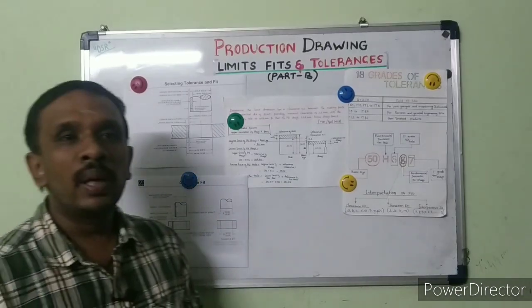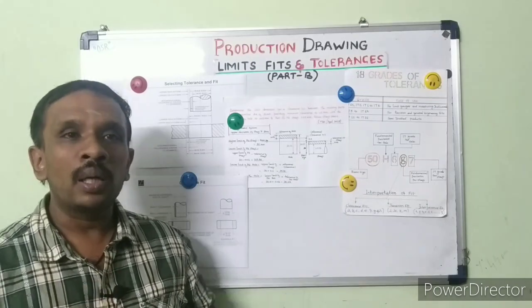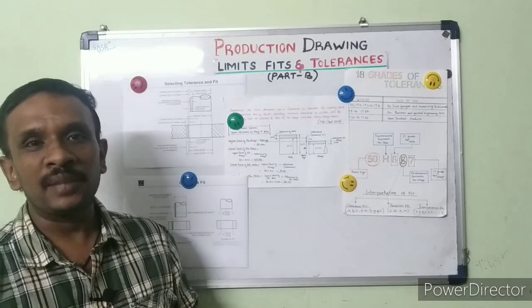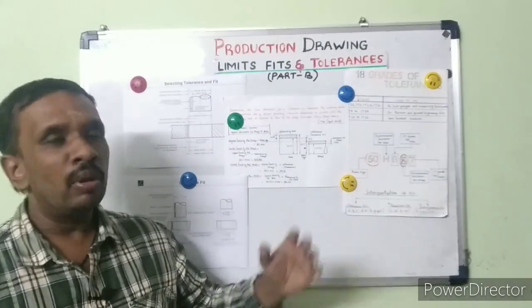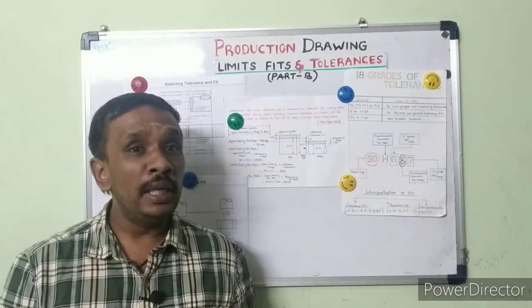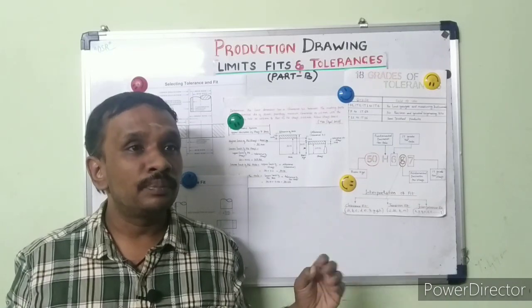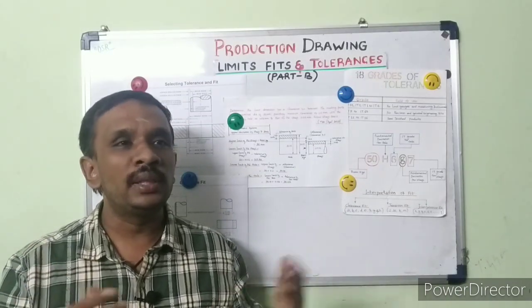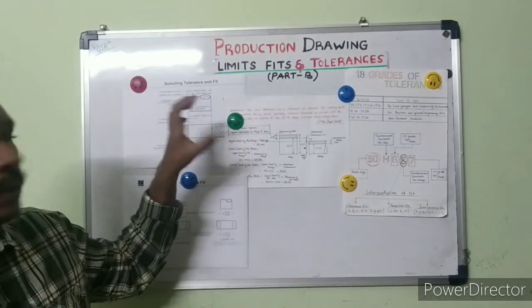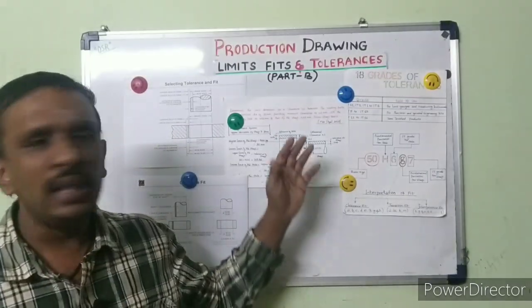So why? Because there will be so many variations. Your machines are not perfect, or the manpower that is going to produce has a certain skill level. In general, we use the word tolerance. So tolerance is nothing but the allowance that will be given to any manufactured component, within which the basic size will vary. That we will study one by one.